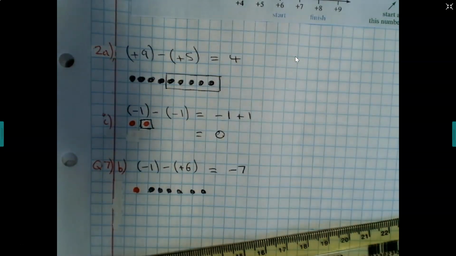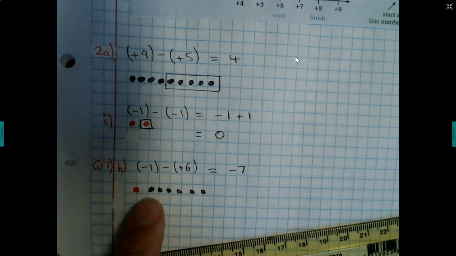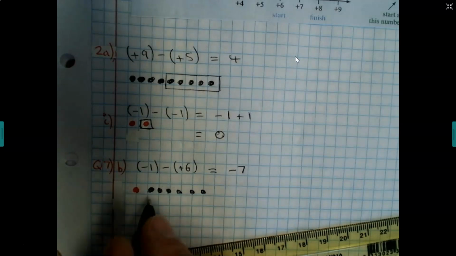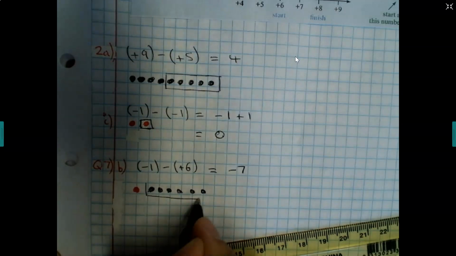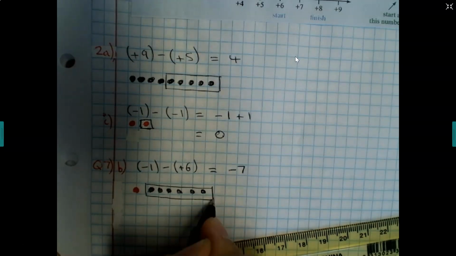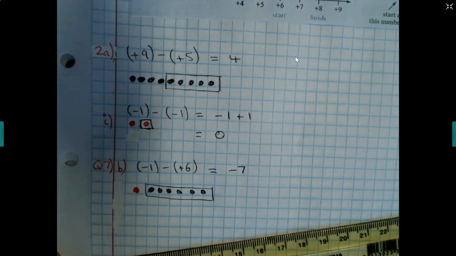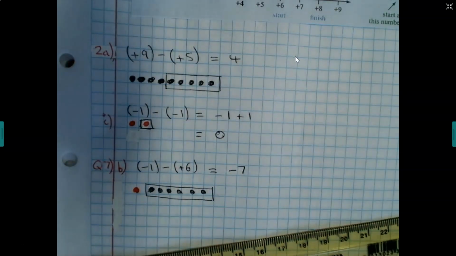And then if we want to consider that in terms of our counter model, again, we've got our red. Here are those black counters. I put my box around the 6 that I'm taking away. Those inverse color, they would become red. And then how many reds do I have? 7. And that's where that -7 comes from.